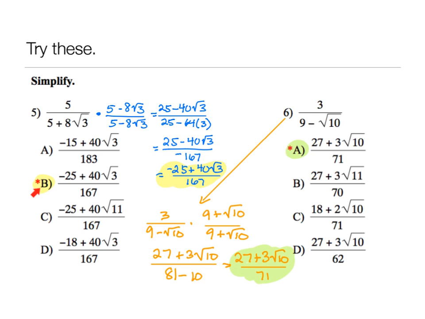So answer B. Number 6, I multiplied by the conjugate, which was 9 plus the square root of 10. The 3 got distributed here. Then in the denominator, I get 81 minus 10. Here's my answer. The answer was A.